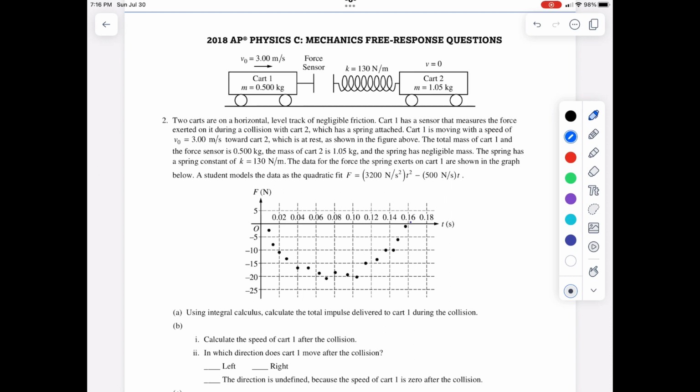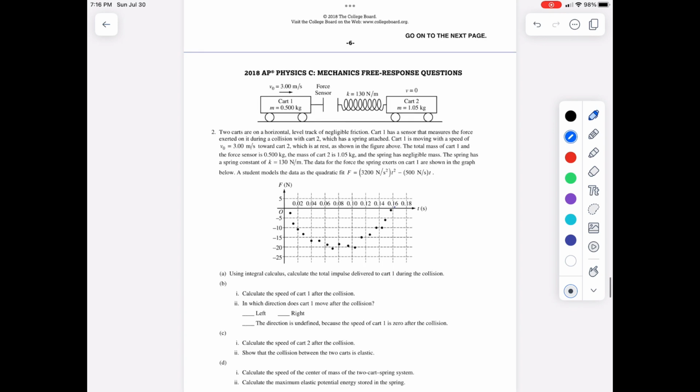The total mass of Cart 1 and the force sensor is 0.5 kilograms. The mass of Cart 2 is 1.05 kilograms, and the spring has negligible mass. The spring has a spring constant of k equals 130 newtons per meter. The data for the force the spring exerts on Cart 1 are shown in the graph below. A student models the data with the quadratic fit F equals 3,200t² minus 500t. All right, now let's get started solving this problem.